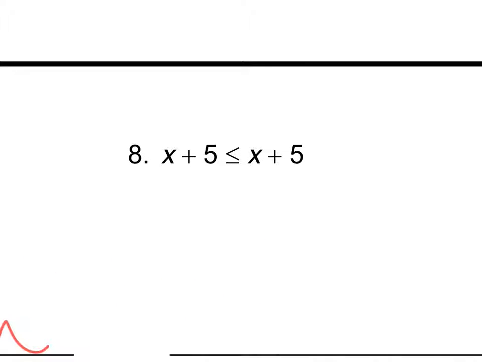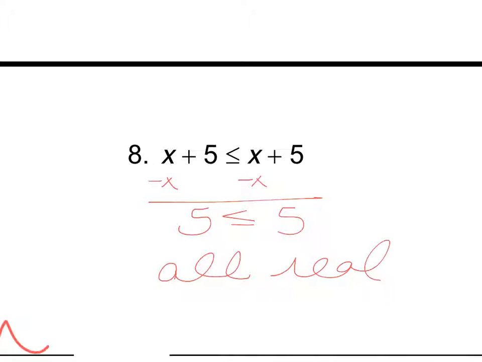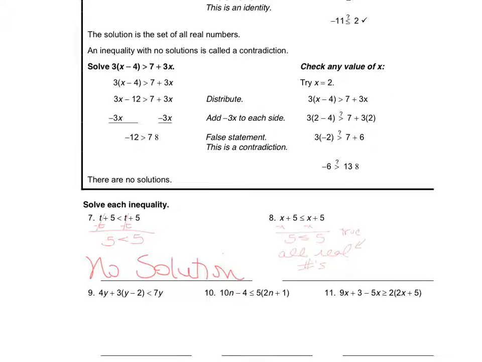This one though, look at this. When I move my x's together, the difference here is it's got the or equal to. So because 5 equals 5, and it's true, this is all real numbers. So if it's a true statement, the answer is all real numbers. If it's a false statement after the letters cancel, it's no solution. You will have these on the test tomorrow. Be able to distinguish between them. So when it's true, it's all real numbers. When it's false, it's no solution.